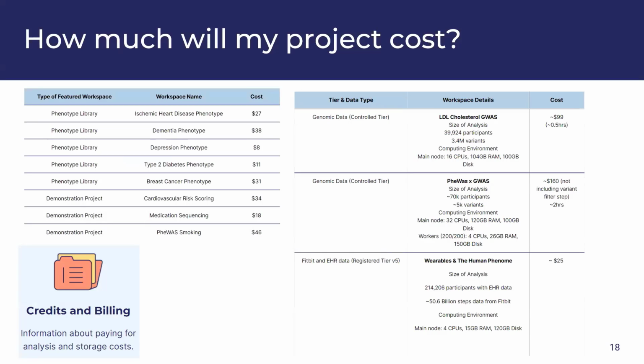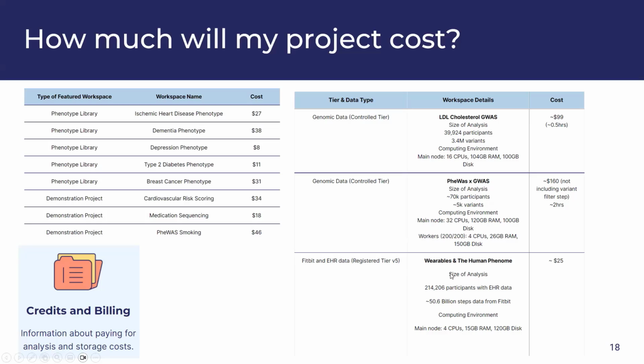on our website, on our support hub. Basically, if you just literally search how much will my project cost, this article will probably be the first one that comes up. It's in our credits and billing section. It basically lists the cost to run, for example, an LDL cholesterol GWAS, which is actually smaller. This was updated, sorry, I didn't update the slide yet. It's more like around $20 to $25.